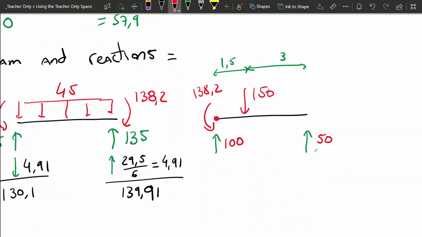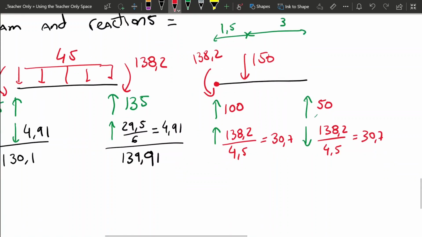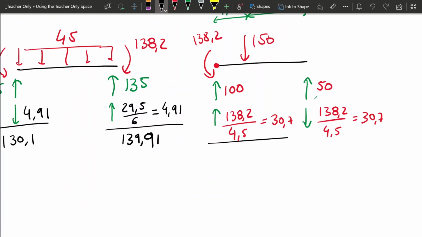Now, because of the moment, we have just a counterclockwise moment, so that means our reactions need to do a clockwise rotation. So it's up on the left and down on the right. The value of the reaction has to be the moment divided by the span. So 138.2 divided by 4.5. In this case, we get 30.7, again, for both cases. We can now add and get 130.7, and in this case get 50 minus 30.7, which is 19.3.